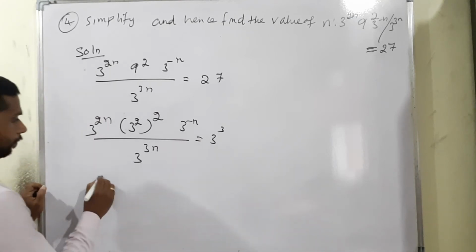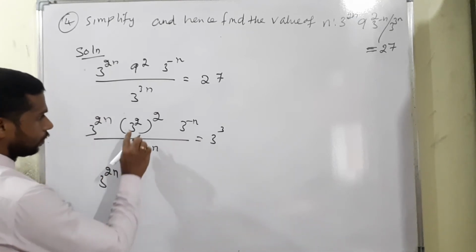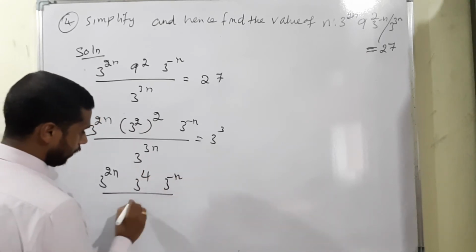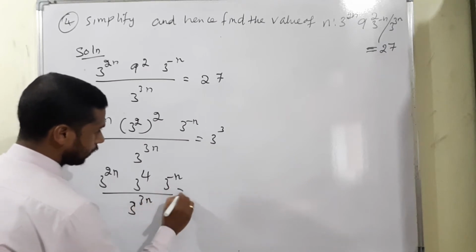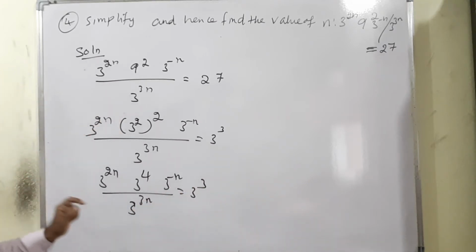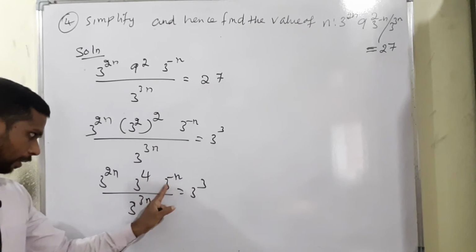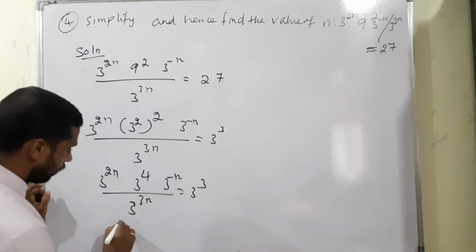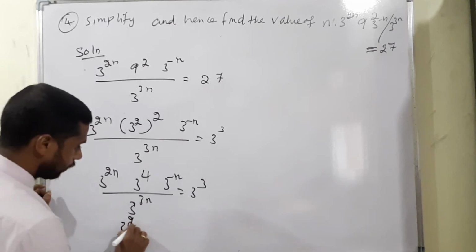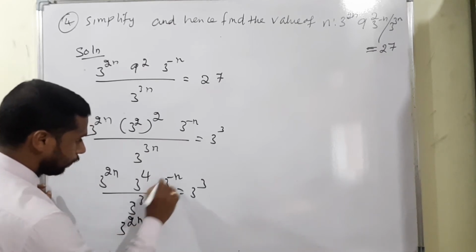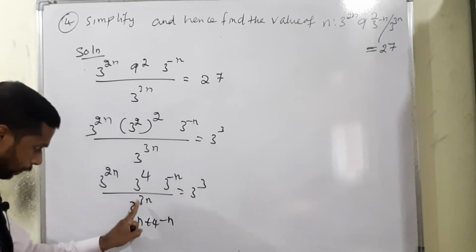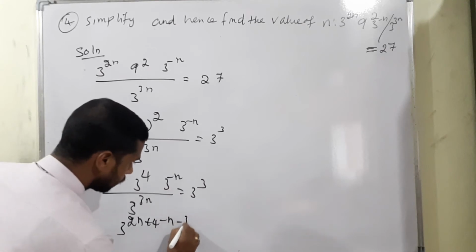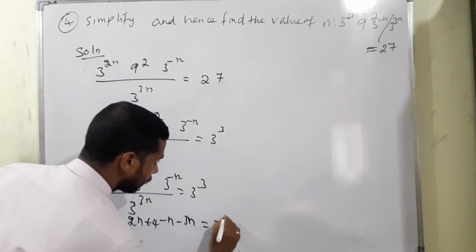The next step, 3 to the power 2n. So 2 into 2 we can write now as 3 to the power 4. Again 3 to the power minus n divided by 3 to the power 3n is equal to 3 to the power 3. Look at the division rule. The base will be the same, isn't it? In the denominator also the base will be the same. Therefore, how to write it? 3 to the power 2n, then plus 4 minus n. Denominator positive 3n, bring it to the numerator means minus 3n, is equal to 3 to the power 3.